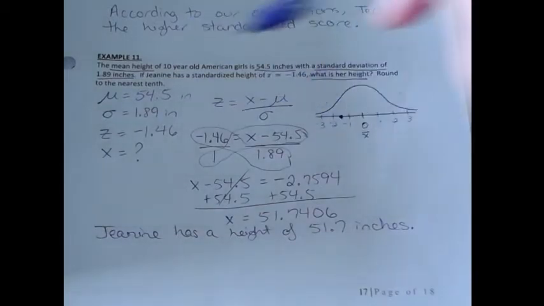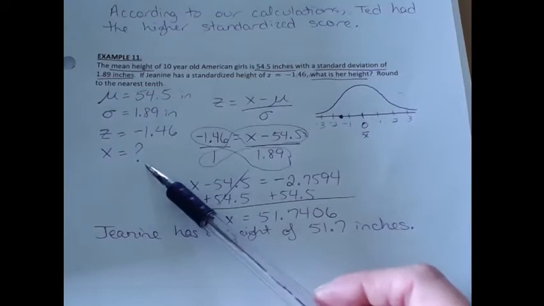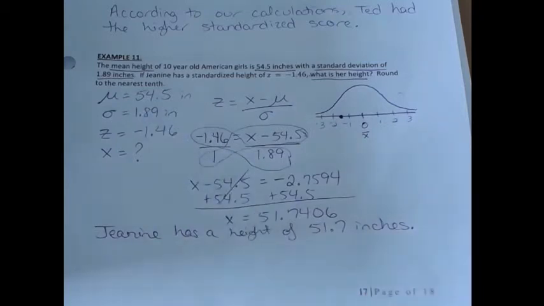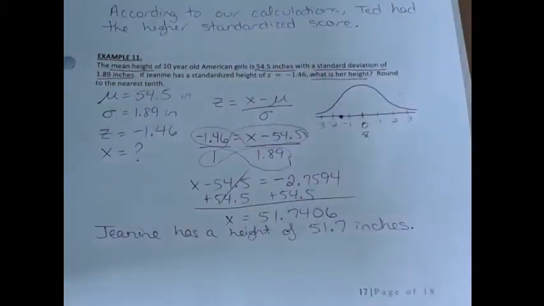Notice we still use the z-score formula, but the only thing that we're missing this time is the actual raw score. What Janine actually scored in terms of her height, like what is her actual height. Plug in all the other values, and all you have to do is solve. Let's turn the page. Try a couple more problems.